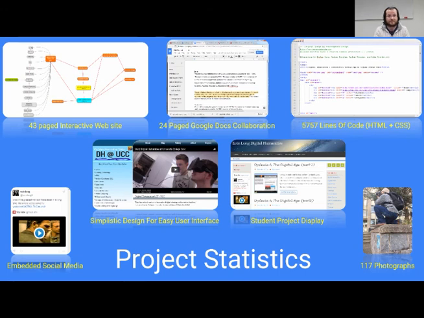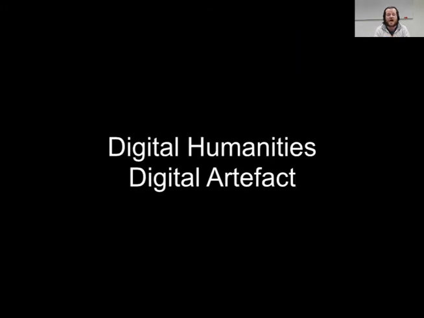For the end, project statistics: we had 43 pages of coding. We had 24 pages on Google Docs. We had over 5,000 lines of code. We used a simplistic design, student project displays, 117 photographs, and four embedded tools.